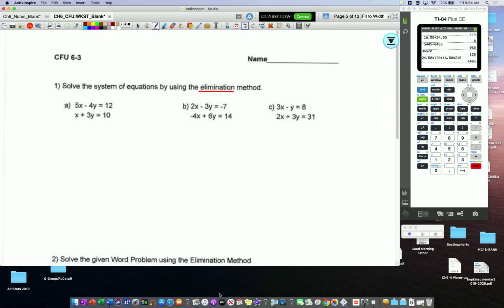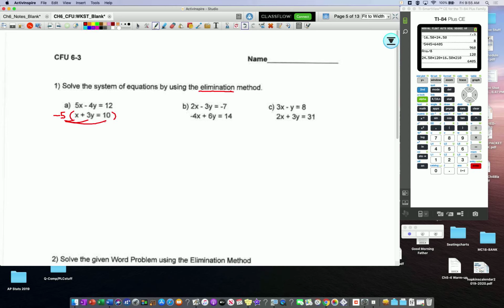So when I look at them, I try to see is x by itself or is y by itself? Does a number go into another number in front of the x or y nicely to decide how to multiply? Like on this first one here, since I have x just by itself, my initial thought is, if this x was the opposite of 5, if I could make it -5, it'd be pretty nice. So I'm going to multiply that whole bottom equation by -5.